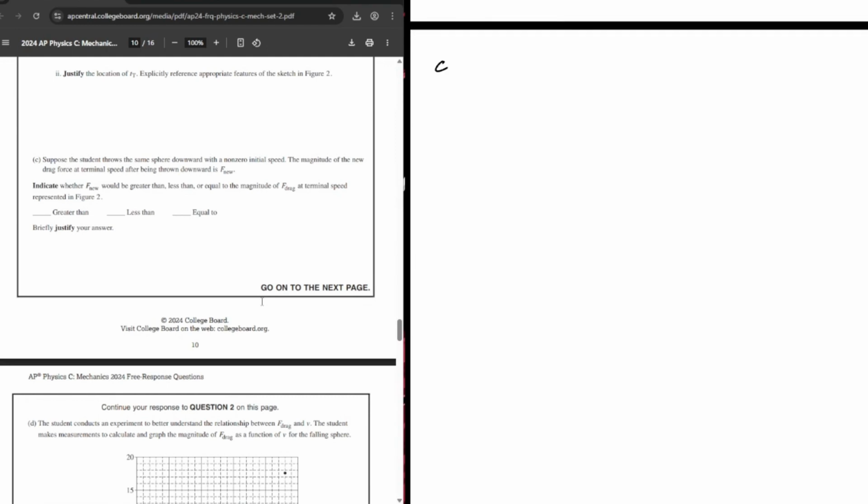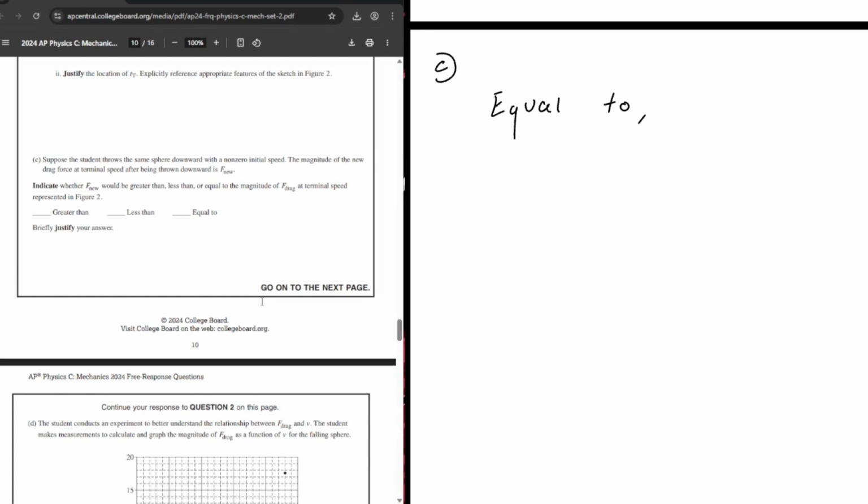Let's go to C. Suppose the student throws the same sphere downward with a non-zero initial speed. The magnitude of the new drag force at terminal speed after being thrown is F nu. Indicate whether F nu would be greater than, less than, or equal to the magnitude of F drag at terminal speed. So he's throwing it down instead of letting it fall. I'll tell you right now the answer is equal to. So we're going to write equal to.